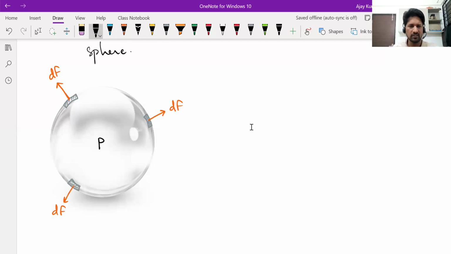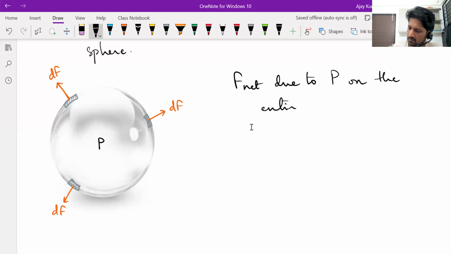Now, based on this visualization, you all tell me what is the net force due to pressure on the entire sphere? Anyone? Forces will be acting at every point of the surface. You visualize those forces and tell me how much you think will be the net force acting on the complete sphere.